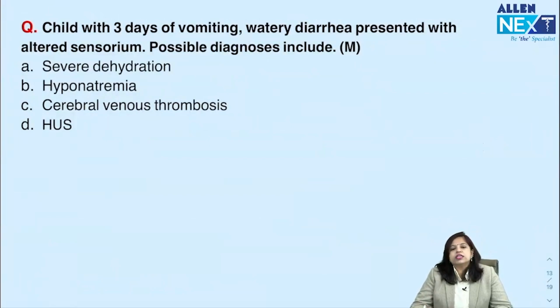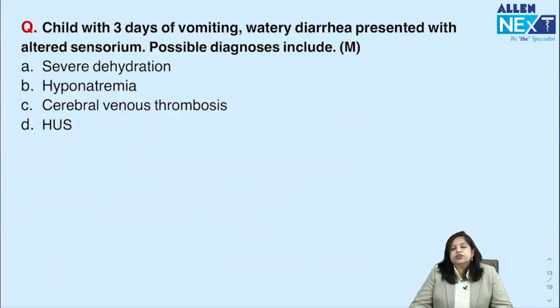Then again, a very sketchy question that came my way was: child with 3 days of vomiting, watery diarrhea, presented with altered sensorium. Possible diagnoses include. So what I was told was these were multiple choice questions. That means the final answer was something like A, B, or A, B, and C, or A and C, whatever the combination would have been. So what do we consider in this case?